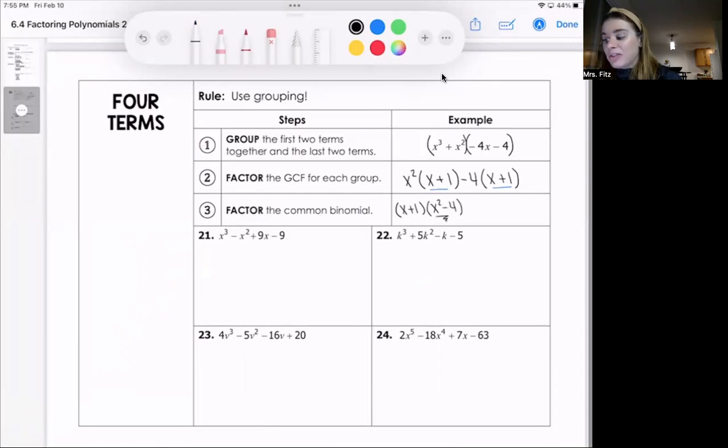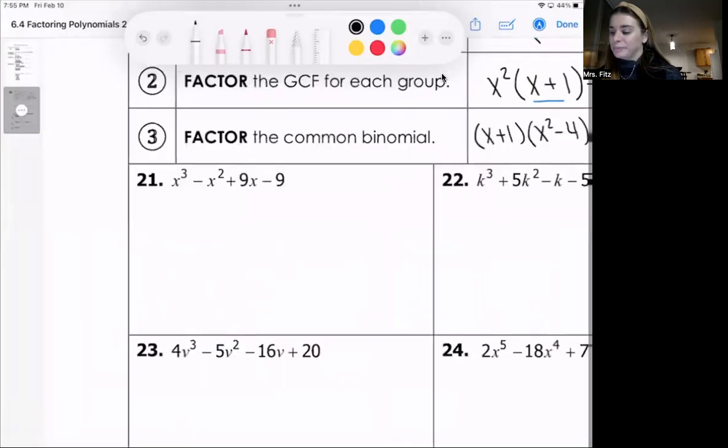Well, that actually factors one more time because that's a difference of squares. So our final answer here would be x plus 1, and then x squared minus 4 factors to x minus 2 times x plus 2 to factor completely. Okay, so let's do a couple more examples of grouping. Let's go ahead and try numbers 21 and 23. You're going to do 22 and 24 on your own.